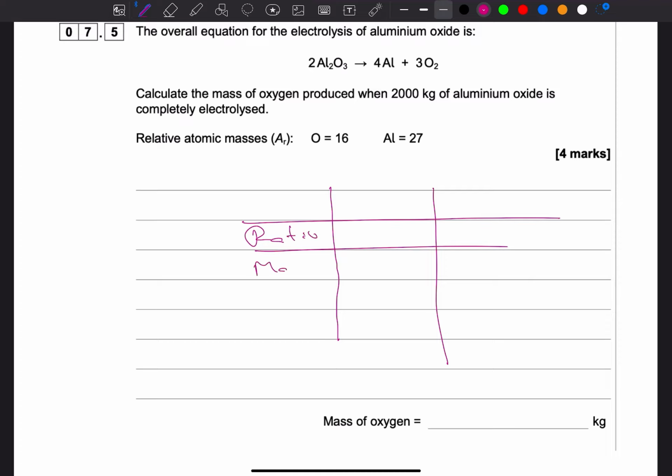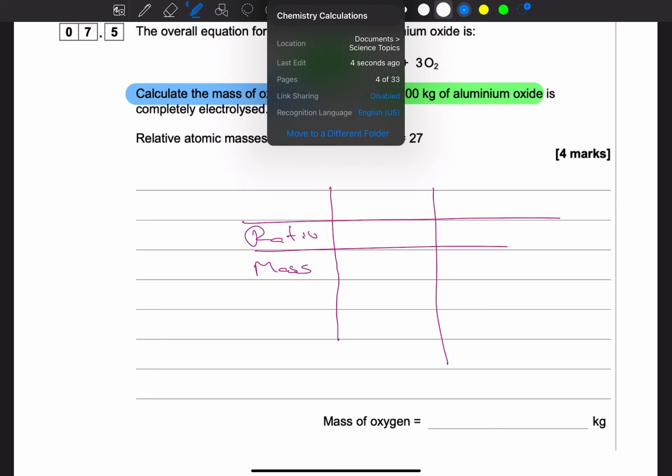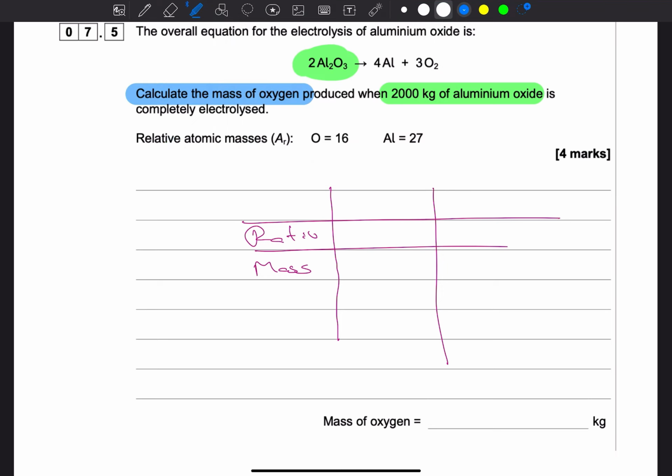Ratio and mass. So what do we have? We have 2000 kg of aluminium oxide. They would like you to calculate the mass of oxygen. Oxygen is that one. So Al2O3, aluminium oxide, they would like you to find oxygen. Ratio numbers are 2 and oxygen number is 3.